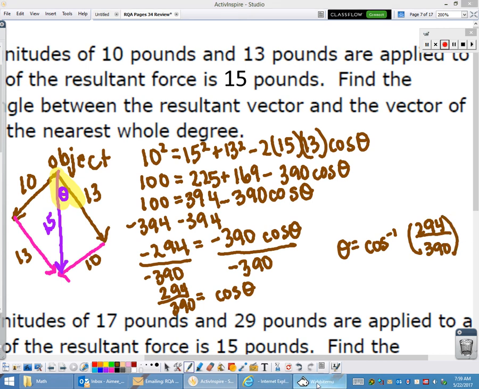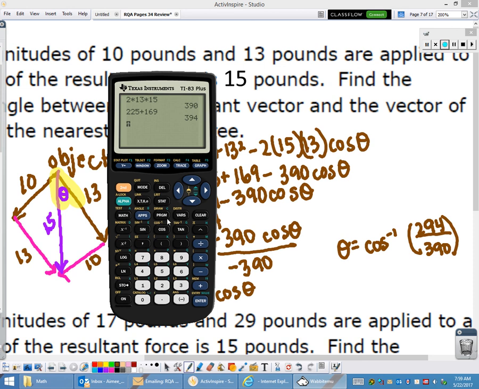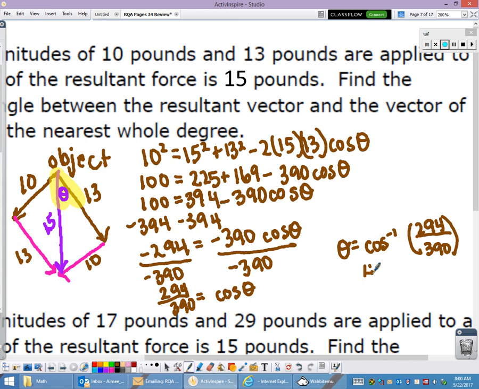Okay, so again in your calculator you're in degree mode. Cosine inverse of 294 over 390. And you get 41.075. And remember that was an angle that I was looking for because it's theta. And I'm done.